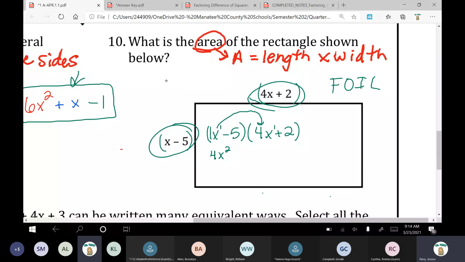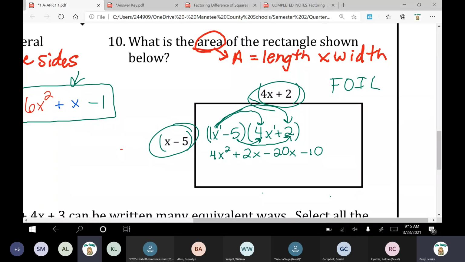And then my outer. We have 1x times 2. Multiply your numbers. 1 times 2 is positive 2. And then bring down the x. And then we've got our inner. Negative 5 times 4x, multiply your numbers, so I get negative 20, and then bring down the x. And then last, negative 5 times positive 2 is negative 10.